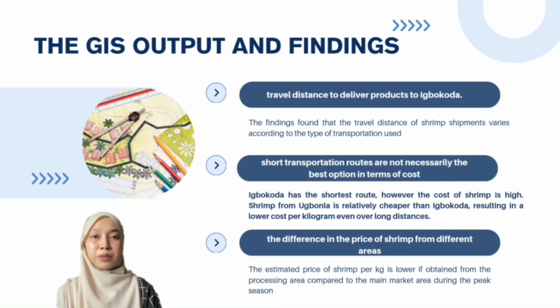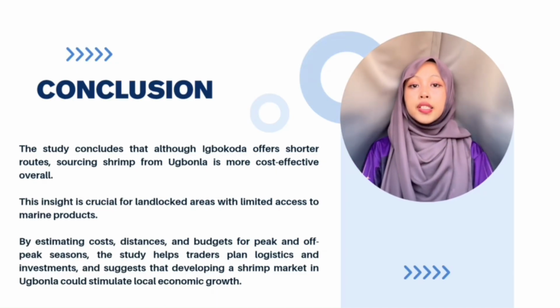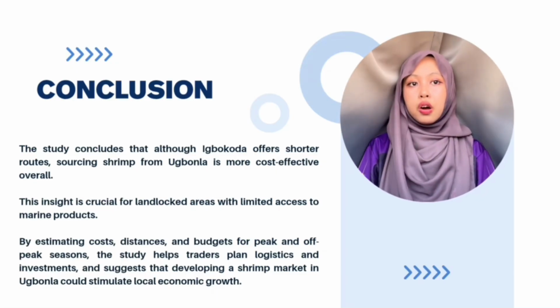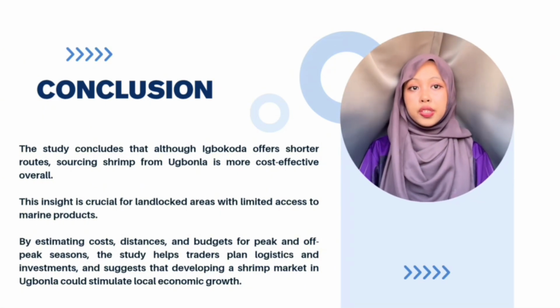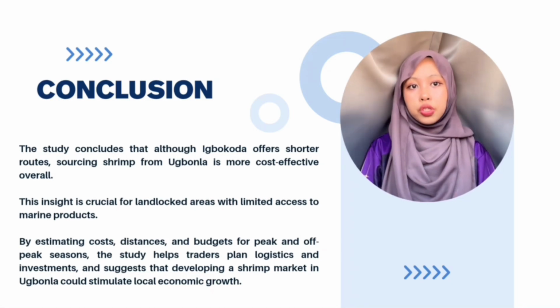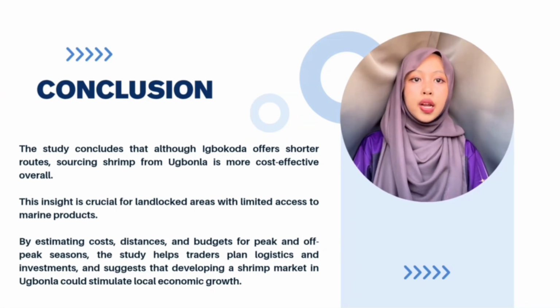The cost of shrimps from the Ukbonla is cheaper than the Igbokoda, even though it has a longer distance. The study concludes that although Igbokoda offers shorter routes, sourcing shrimp from Ukbonla is more cost-effective overall. This insight is crucial for landlocked area with limited access to marine products. By estimating cost, distance, and budget for peak and off-peak season, this study helped traders plan logistics and investment and suggests that developing a shrimp market in Ukbonla could stimulate local economic growth.